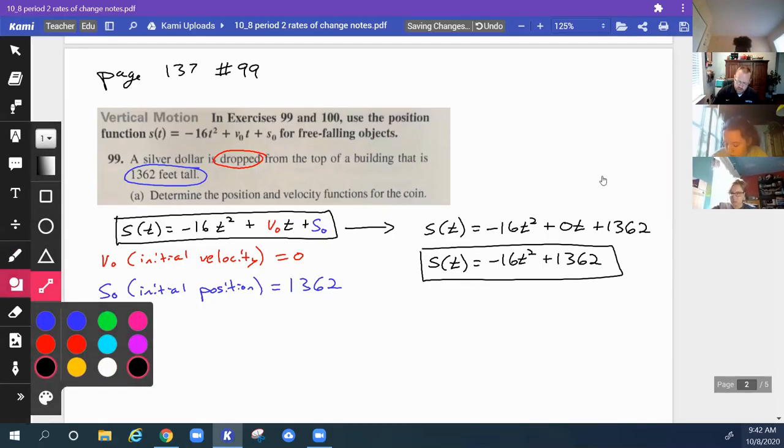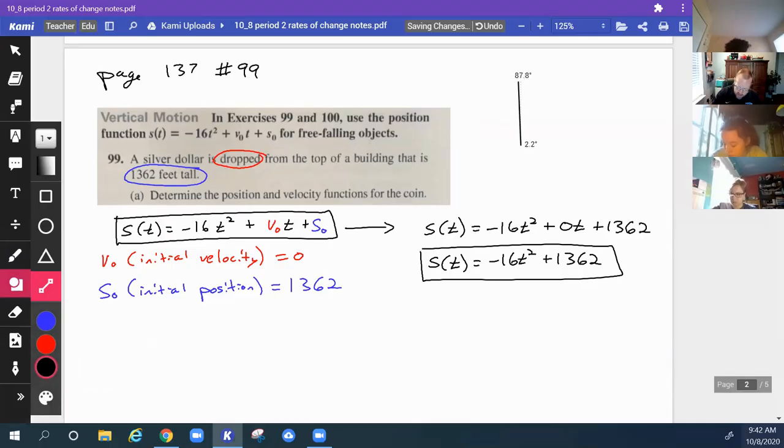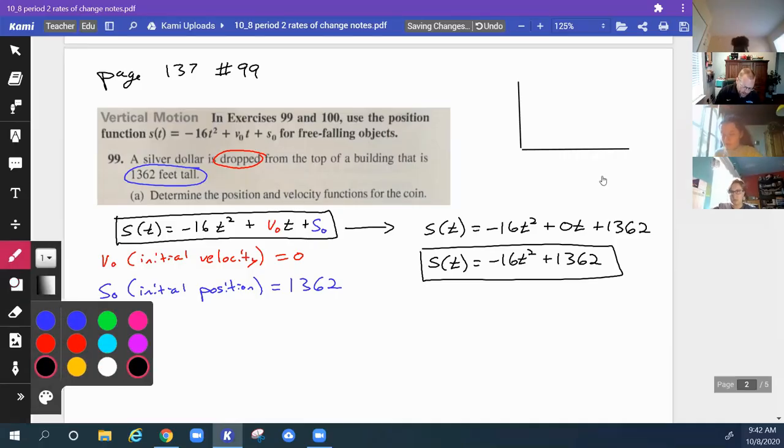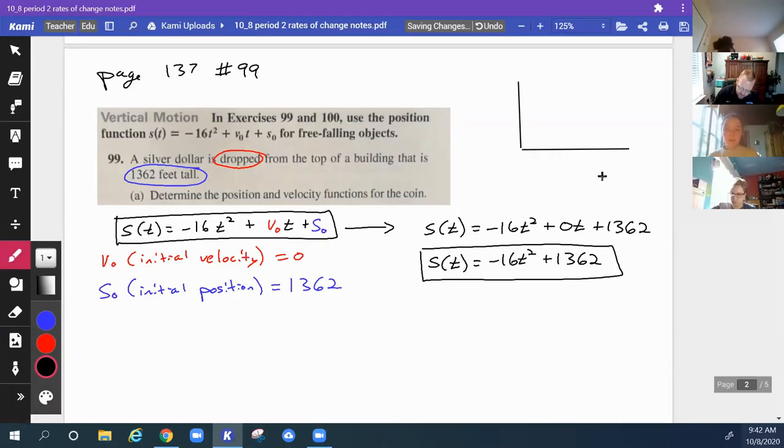What I always want you to remember is what are the units that we're dealing with. I'm not sure what this graph looks like. I really don't care right now. I just care about the units. I know that the units for t right here is going to be seconds, and S of t right here is going to be feet. So that's what I care about. I don't even know what the graph looks like. I could graph it out, but right now I don't care.